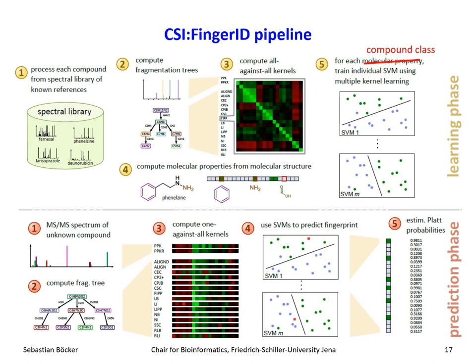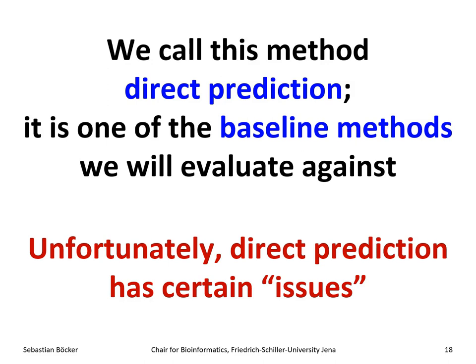And all we have to do is replace a few words here. Whenever we speak about molecular properties, we now speak about compound classes, and we now call it not CANOPUS, because this is not CANOPUS, but direct prediction. And that can now predict for any tandem mass spectrum all the compound classes this compound belongs to. Now, this method is not CANOPUS. This is a method that I will call direct prediction, and it's one of the baseline methods that we will evaluate against.